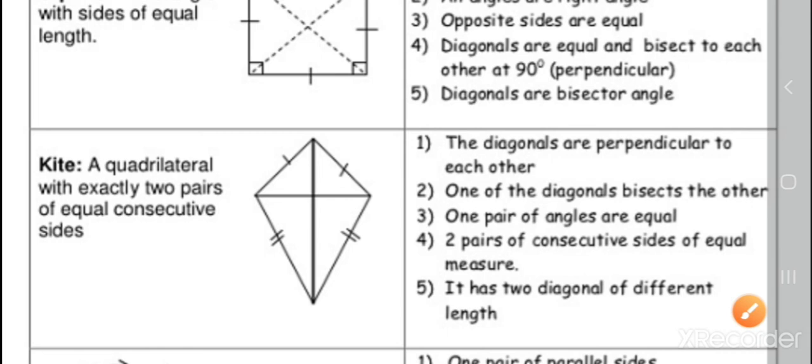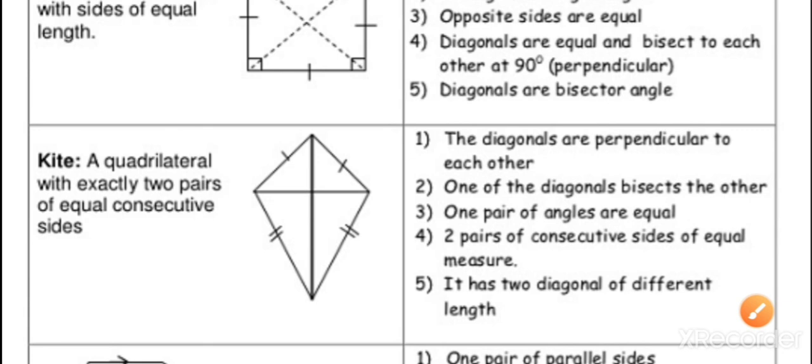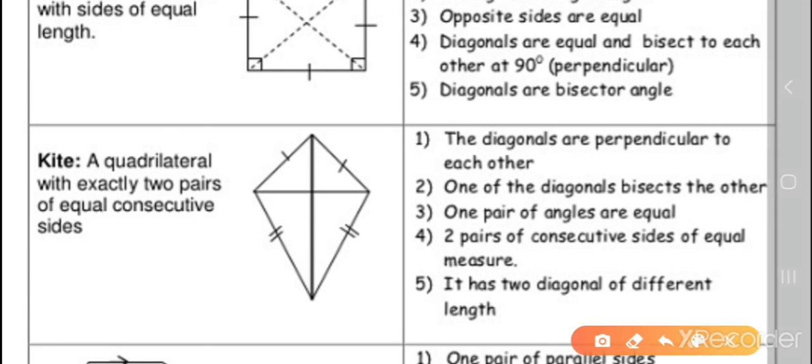Kite. Okay. Diagonals are perpendicular to each other, which means they cut at 90 degrees. One of the diagonals bisects the other. One pair of angles are equal. So, children, this angle and this angle will be equal. But this one and this one will be different. That is why it is said that one pair of angles are equal.